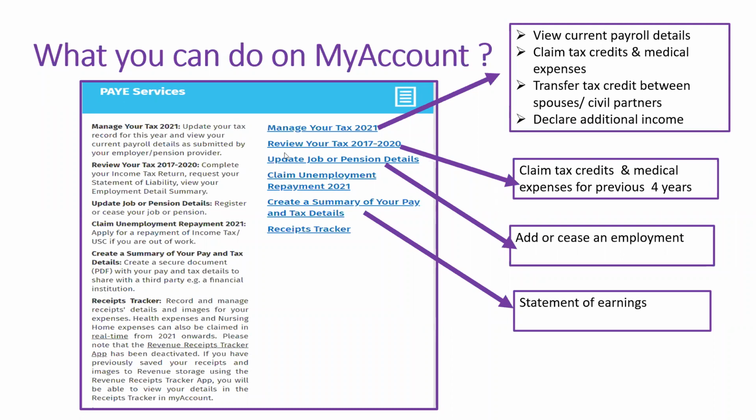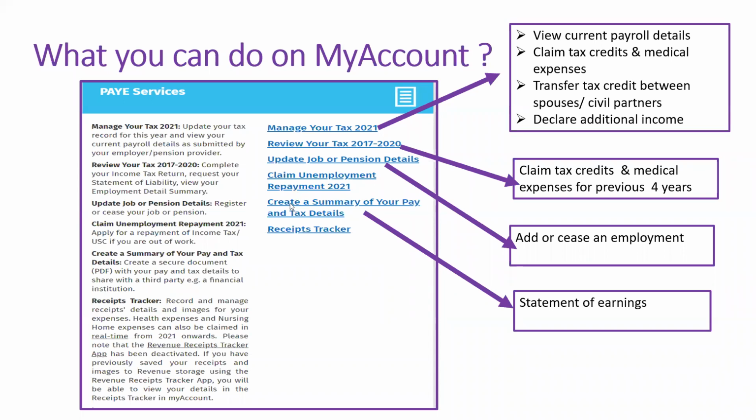The next section, update job and pensions details. This is where you can take control and you can add an employment. So notify Revenue that you're starting a new job, or alternatively, you can notify Revenue that a job you were working in has now ceased. The next section here is where you can go in and claim unemployment repayment if you're unemployed during the current year.